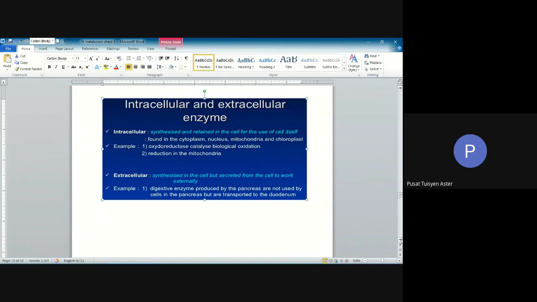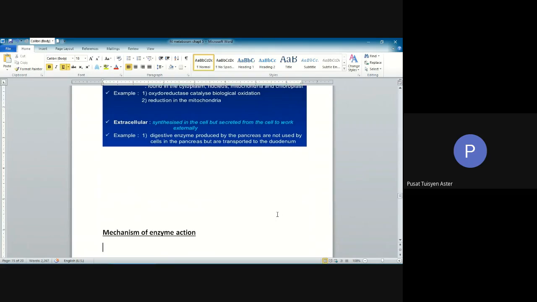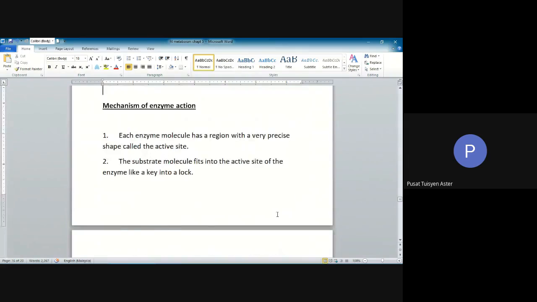So intracellular is synthesized and retained in the cell for the use of the cell itself. And it's found in the cytoplasm, nucleus, mitochondria, chloroplast of plants. Examples, the oxidoreductase catalyzed biological oxidation. So we have these enzymes in our body, in our cells, for the usage of our own cells. And also the reduction in the mitochondria. Contoh extracellular pula untuk luar sel adalah digestive enzyme yang dihasilkan di pancreas untuk kegunaan duodenum. Okay, untuk memecahkan makanan.